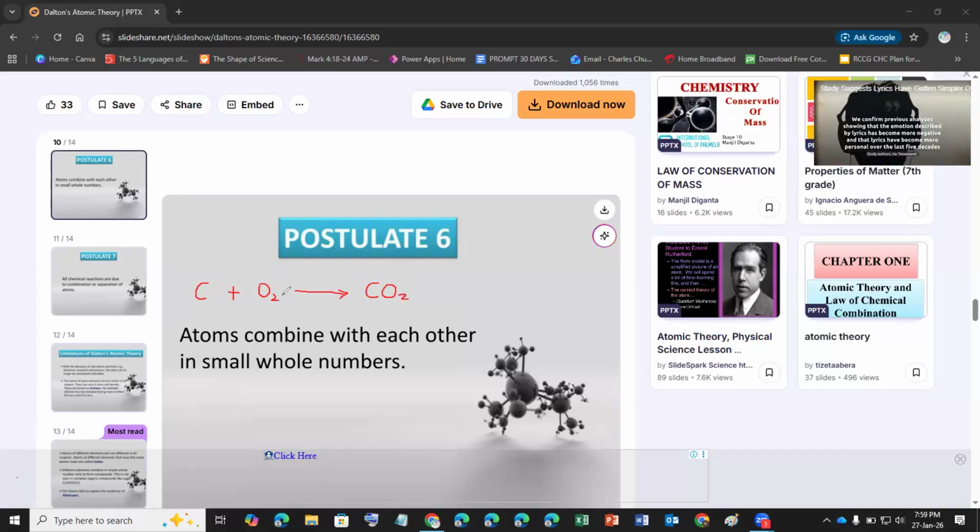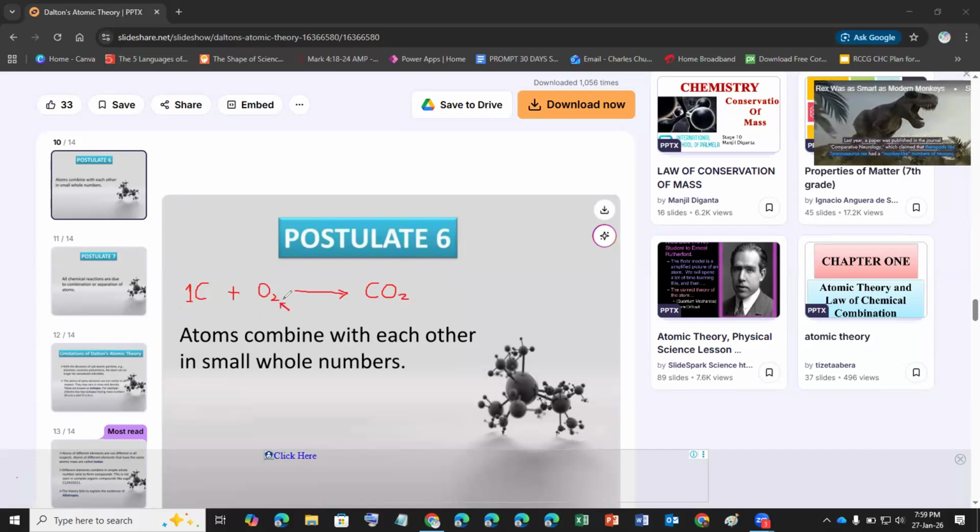Okay, right. So this is a very simple example. Atoms combine with each other in small whole numbers. So you can think about it this way. Even though I didn't write it, it's clear that this is one atom of carbon, and it's combining with, careful now, 2 atoms of oxygen. How do I know that it's 2? Because of this 2 that's here.